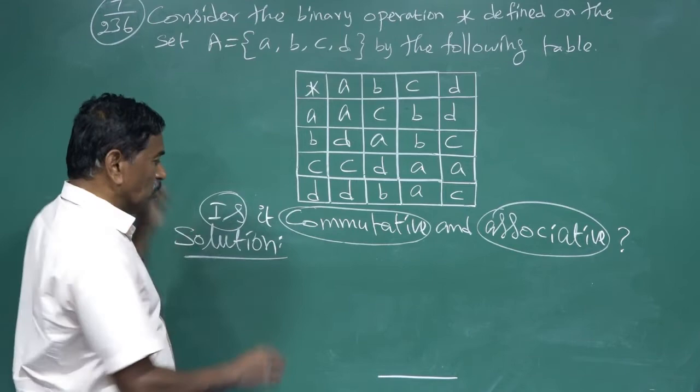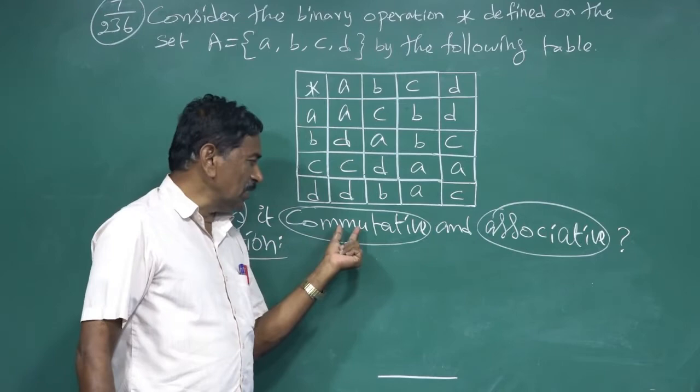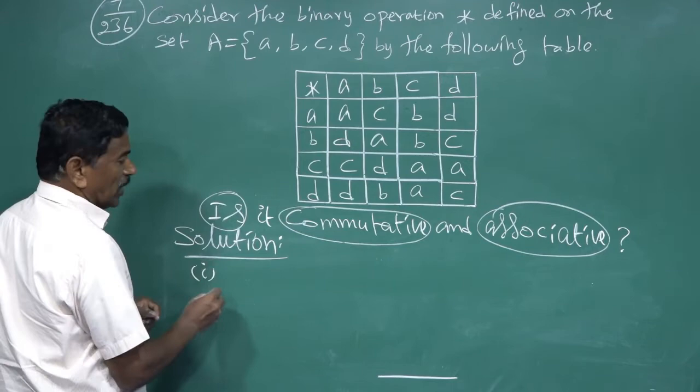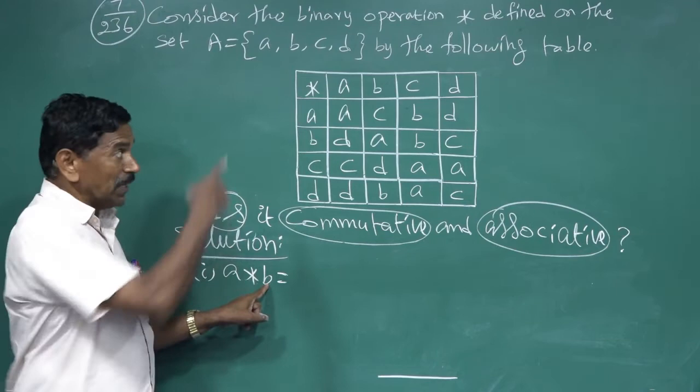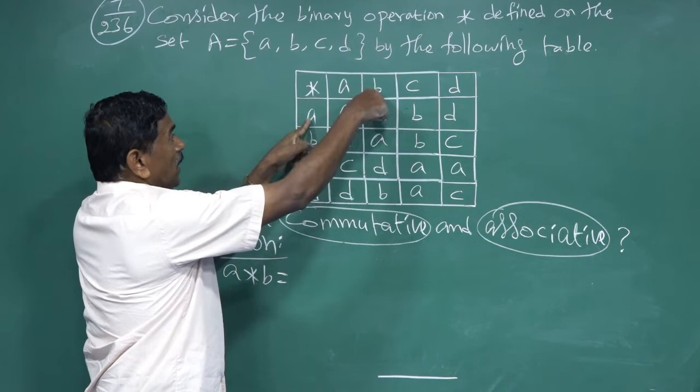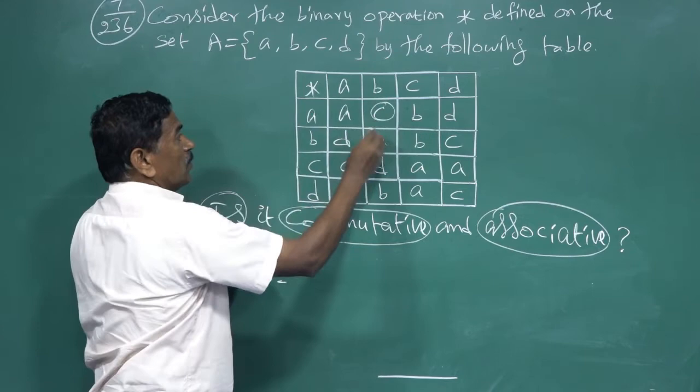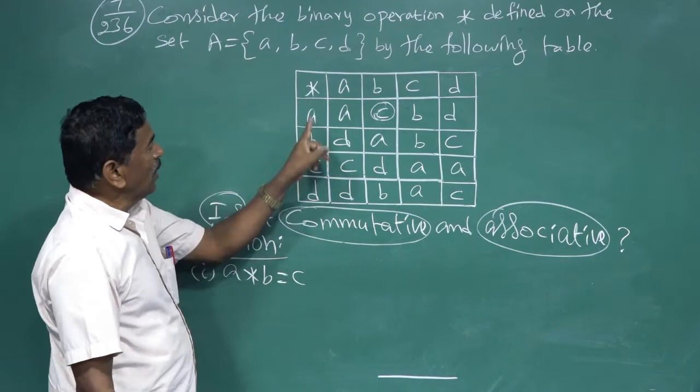Listen, there are two parts. The first subdivision is commutative, the second subdivision is associative. Subdivision one: a star b equals b star a. First, I want to find a star b. From the table, a star b is equal to c. From the question, a star b equals c.